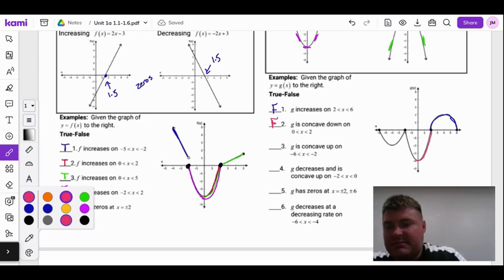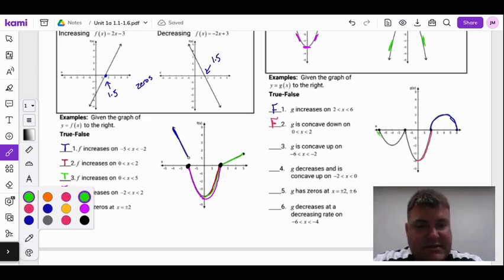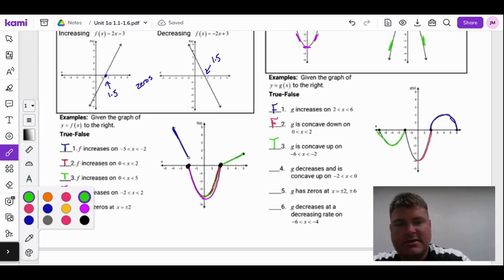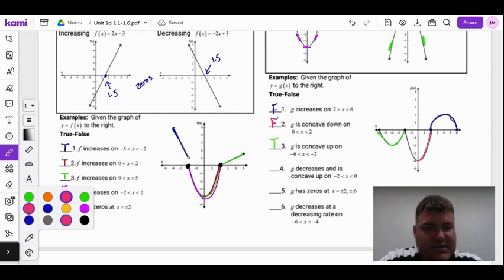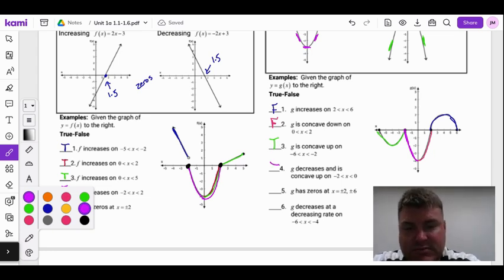G is concave up from -6 to -2, which is right here. I would say that is totally true. Up like a cup. For 4, I have two conditions. It says that G is decreasing and we are concave up. So I'm tracing from -2 until 0. So it's right there that I'm tracing. So are we decreasing and concave up? Definitely decreasing. And it appears that we're concave up as well. So that is true.